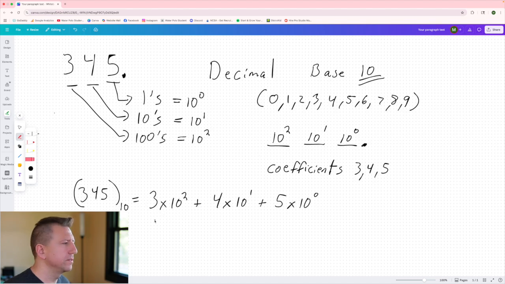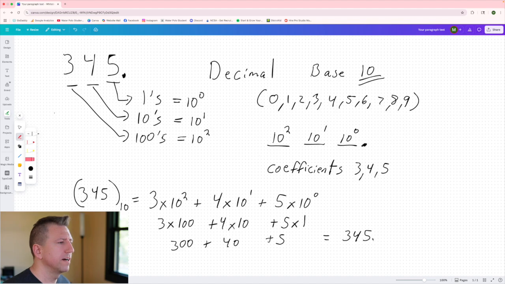And then I can evaluate this. 3 times 10 to the 2 is 3 times 100. So 3 times 100 plus 4 times 10 plus 5 times 1 gives us 300 plus 40 plus 5, and eventually 345. Now this is still a base 10 number. So this is how 345 is equal to 345.